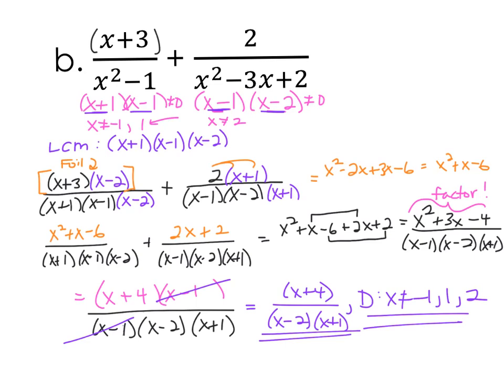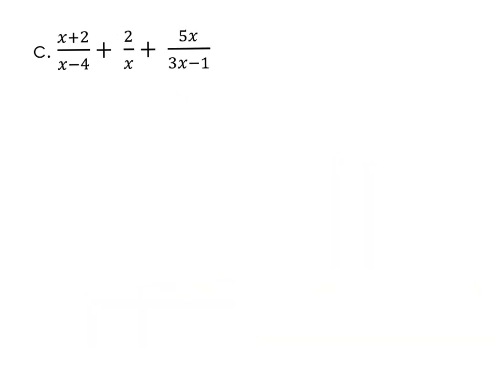Wow. All right, let's try a couple more. Okay, who's up for 3 fractions? Again, just adding for now. We have x plus 2 over x minus 4, plus 2 over x, plus 5x over 3x minus 1. The nice thing about this problem, if anything, is when we look at trying to factor the denominators, I have an x minus 4, a plain x, and a 3x minus 1.